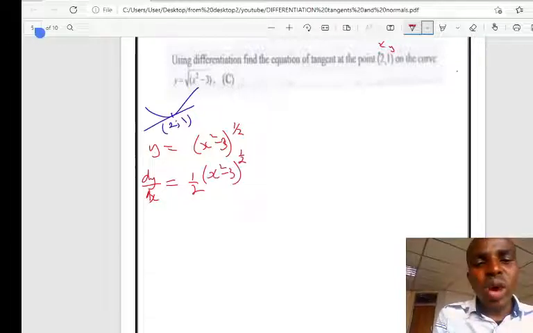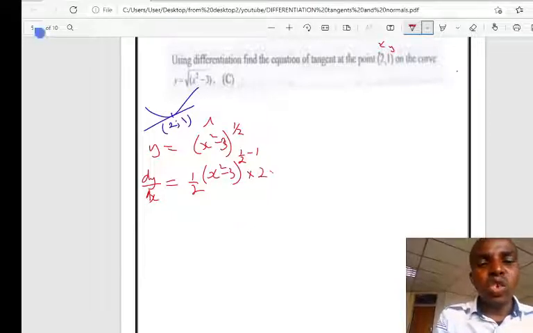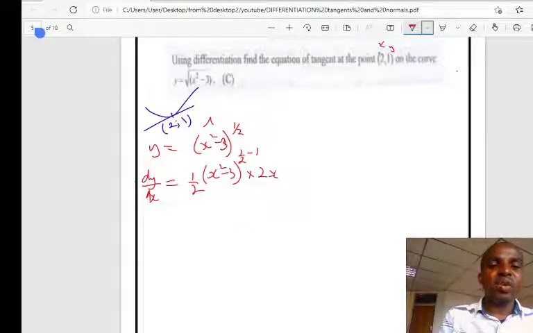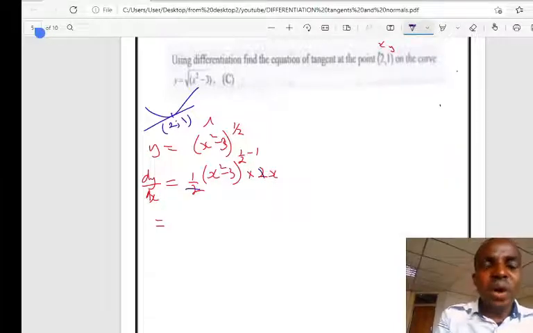Then you subtract 1 from the power. Then multiply by the derivative of what is inside the brackets, x squared minus 3. You differentiate that one. You get 2x, because for x squared you bring down 2, then x to the power 2 minus 1. It will be 2x. Then simplifying this one, 2 and 2 cancel out. This 2 and this 2 cancel out.